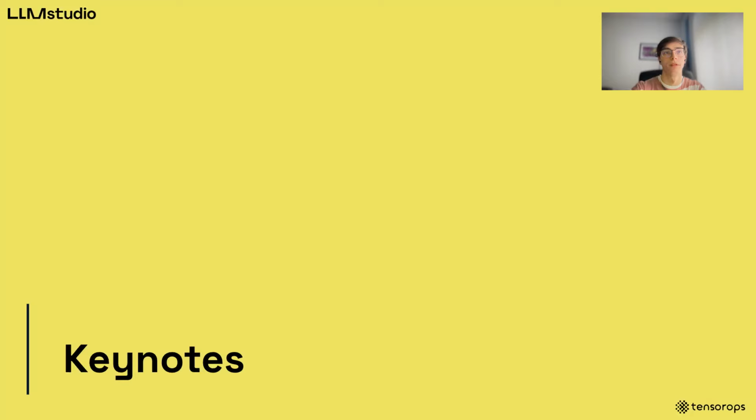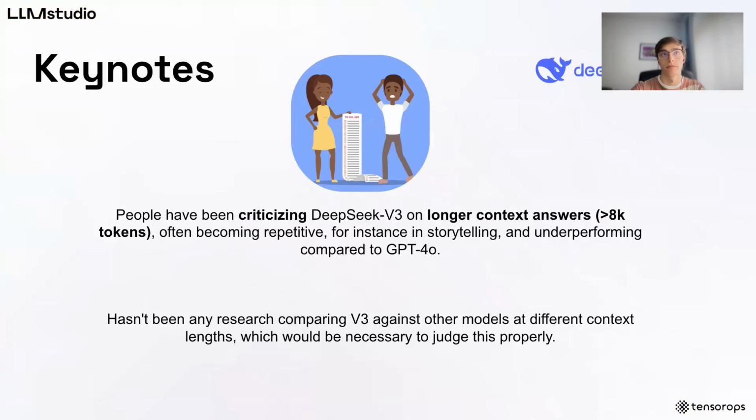Okay. Some keynotes that I want to give. People have been criticizing the V3 model on longer context answers, and this is not really shown in those benchmarks, but more through community experience. So it often becomes repetitive. In storytelling, people have said it's quite awful and underperforms a lot compared to GPT-4o. There hasn't been any real research comparing these models at different lengths, so it would be required.